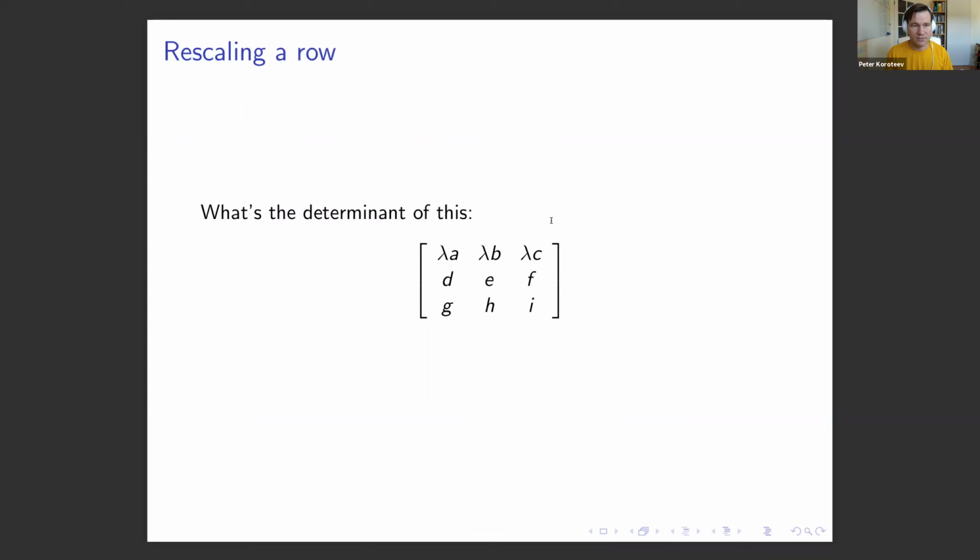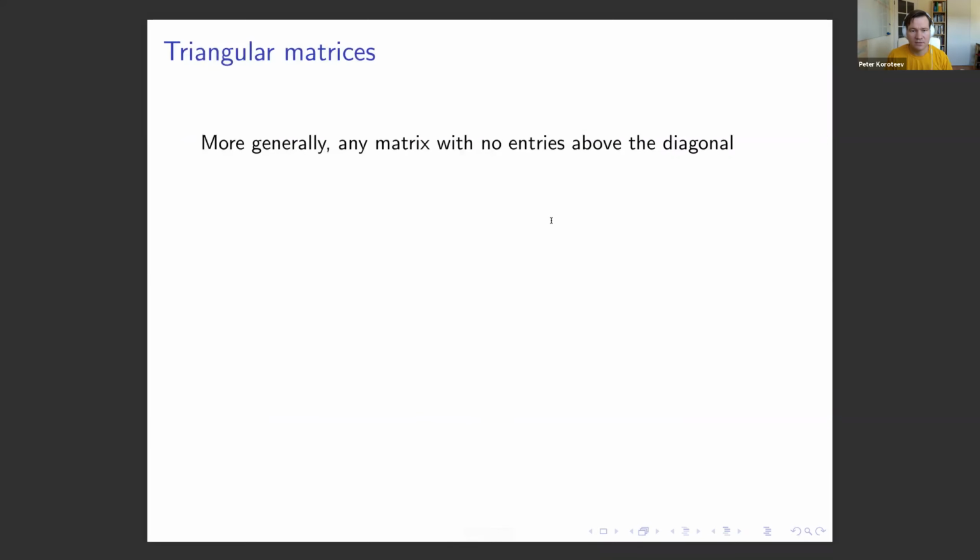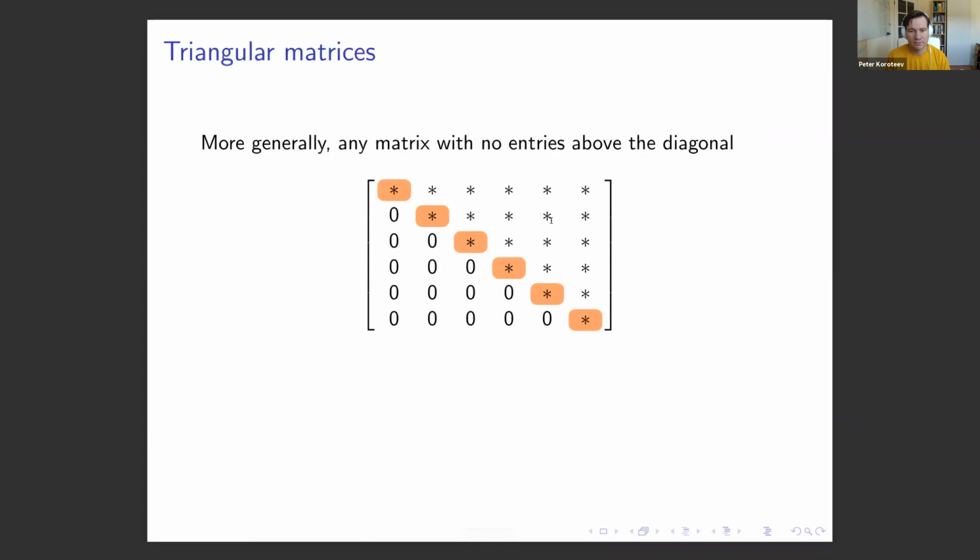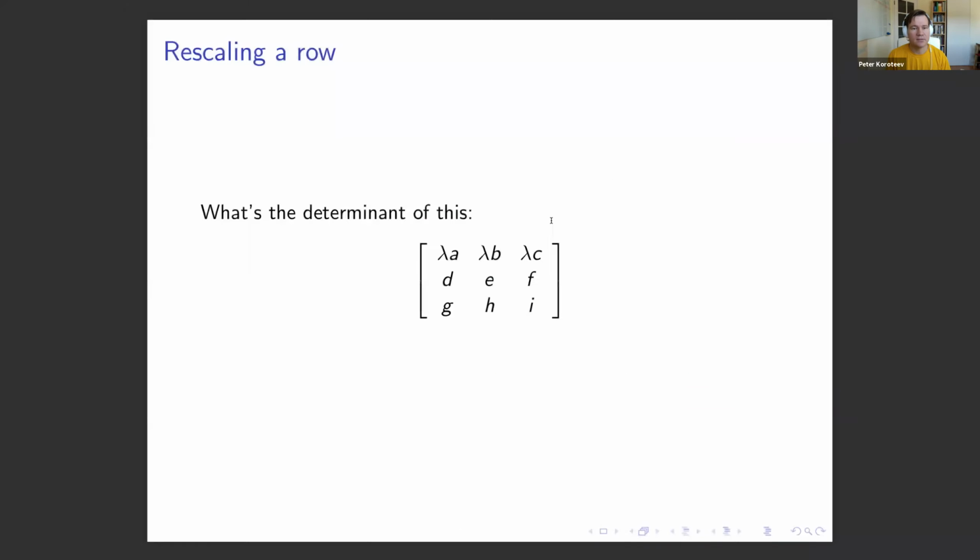Okay, now rescaling a row. So what's the determinant of this matrix if we multiply the first row by a constant lambda, or more generally, any matrix with no entries above the diagonal? Excuse me. Yeah, so right. If you rescale the row, we need to multiply by the coefficient, and this coefficient will appear in every term, in every sum. So for example, we have AEI times GBF, and then everything will be multiplied by lambda. So the whole determinant will also be multiplied by lambda.